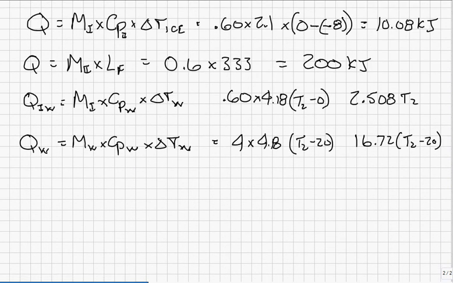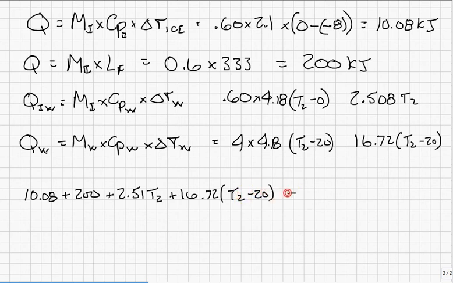So now let's put all those together into our calculation. If I add all those up, they have to equal a net of 0. And so our 10.08 plus our 200 plus 2.5, let's call it 2.51 T2, plus 16.72 T2 minus 20 has to equal 0.